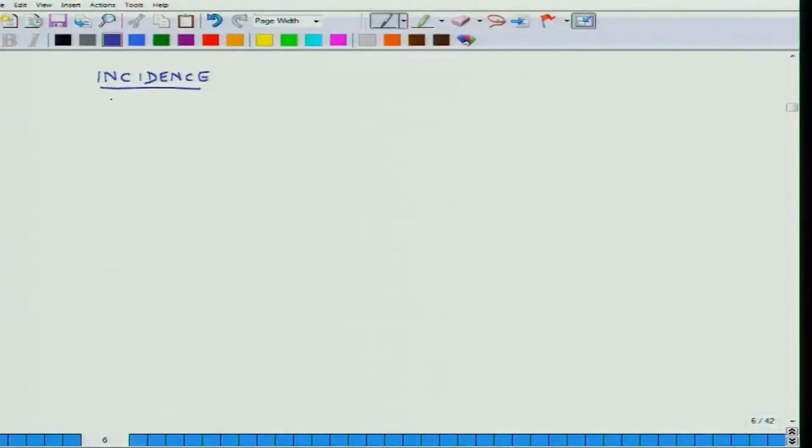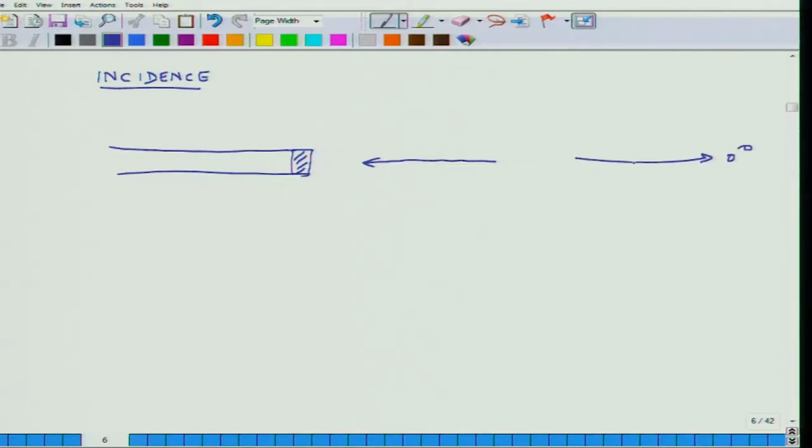Incidence. So if I have a microphone, and if the sound is coming from this direction, let's say from the 0 degree direction, which is the same as the axis of the mic, then this is called zero incidence. It is also called perpendicular incidence.